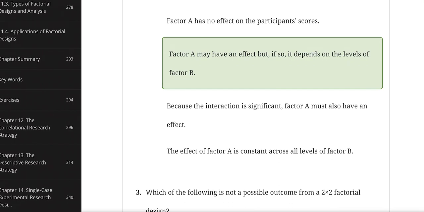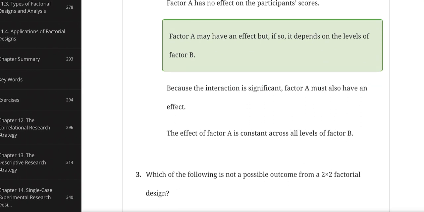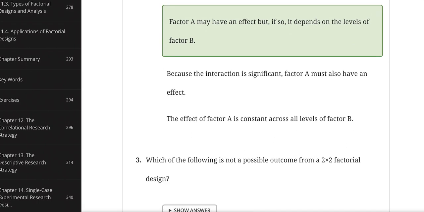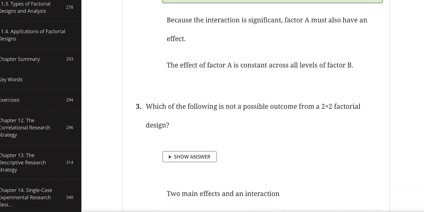It's also not the third answer because we already showed that there was no main effect for factor A. So you can't say that it had to have an effect because there was no main effect. So the effect of factor A isn't going to be consistent, right? You're not going to always have an effect for that. It's going to depend on factor B. And then obviously the bottom answer is incorrect as well, because factor A is not constant across all levels of factor B, or there would be no interaction. The point is that it's different.